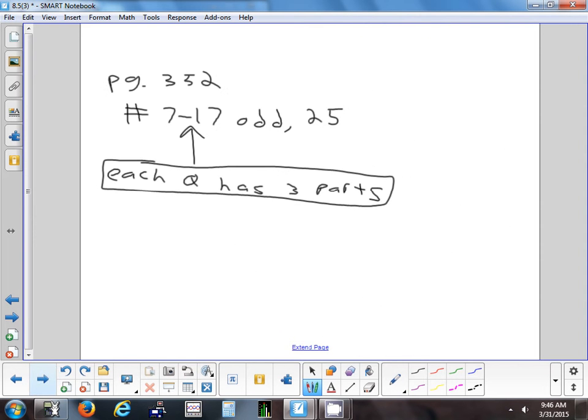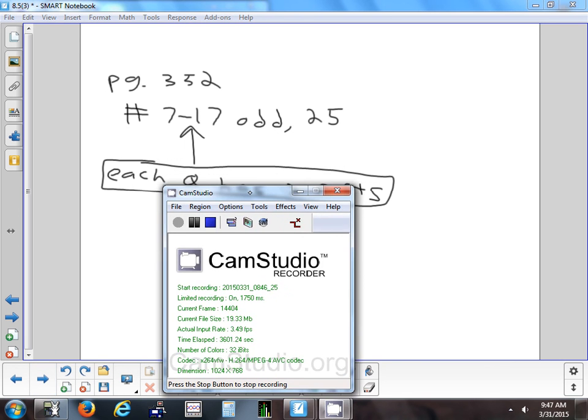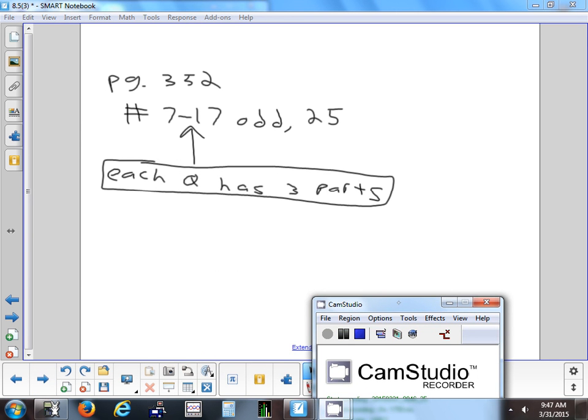All right, so the homework is on 352. It's 7 to 17 odd. Make sure you read the directions carefully. Each question has 3 parts. I think they ask you to find the dot product, find the angle, and then say, are they parallel, perpendicular, or neither? And then 25 is a word problem. So we'll take a look at that first thing tomorrow. And don't forget the homework is in the packet, not in the book.